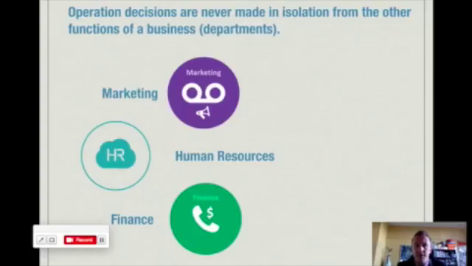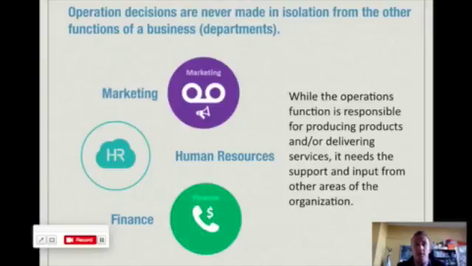And operations decisions are never really made in isolation from the other functions of business. While we consider operations to be its own department, it really has its hands in all of the departments. Now, while the operations function is responsible for producing products or delivering services, it needs the support and input from other areas in the organization, like marketing, human resources, and finance.